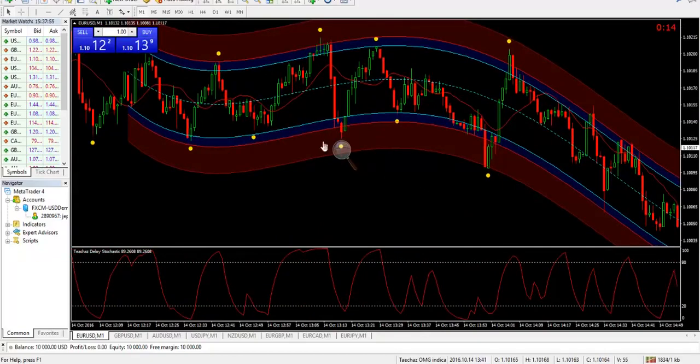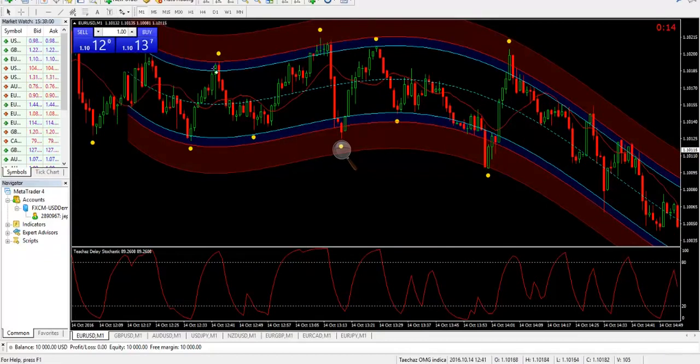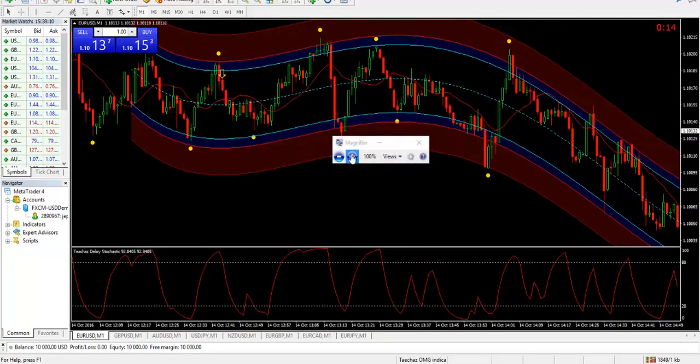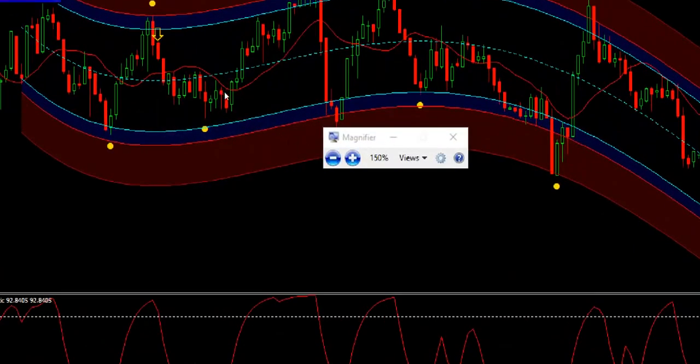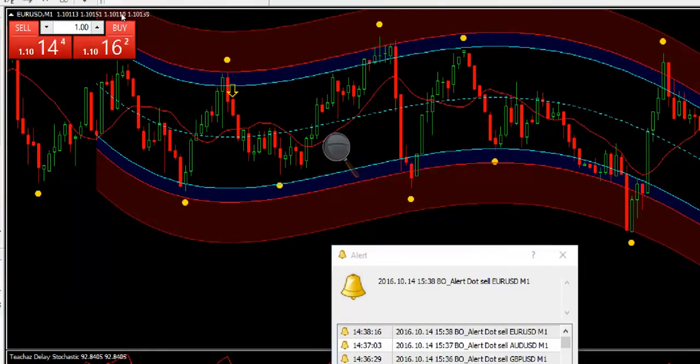Whenever I got the signal here, this was a signal. If I was watching this candle, this indicator, I could have ended here. As you can see, I could have ended here, and I count 1, 2, 3, 4, 5 candles, which was a winning candle. This one here, down here.